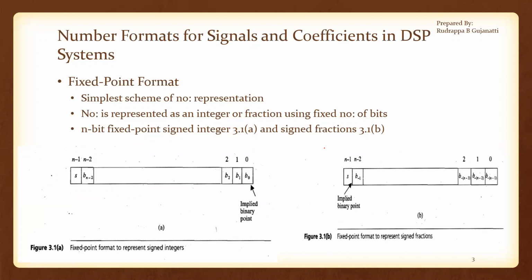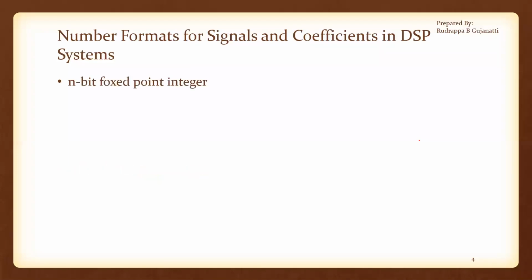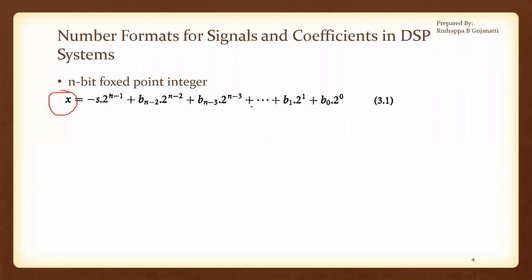So this is a fixed point format wherein I'm making use of n bits for the integer representation and n bits for the fractional representation, that is, numbers which are represented as fractions. So here, n bit fixed point format. If we just observe how it is represented, if you just remember how you convert your binary number to a decimal number, you are just converting it to its decimal representation.